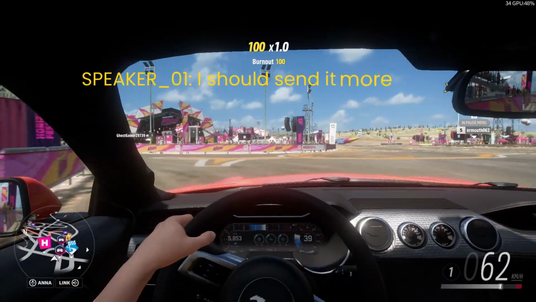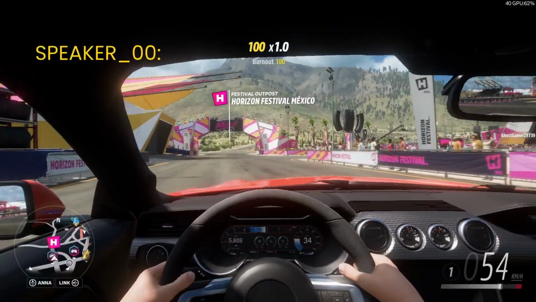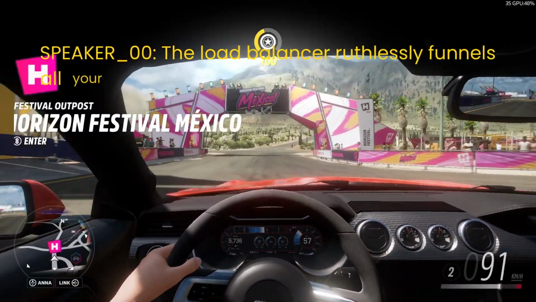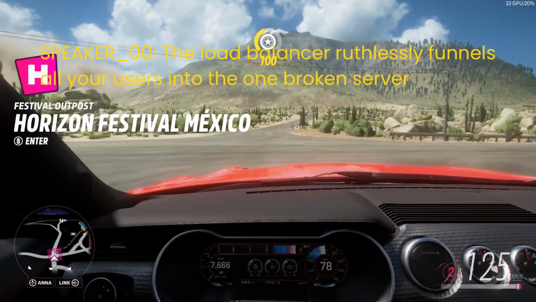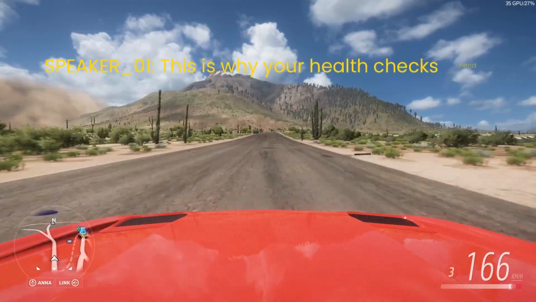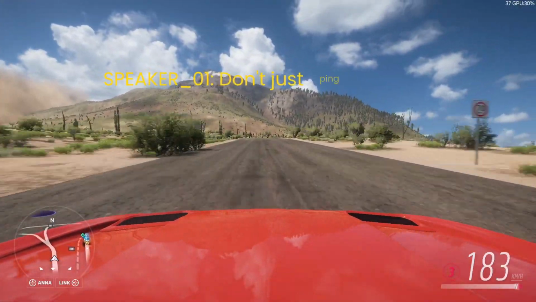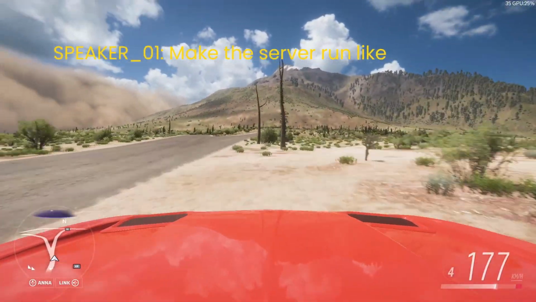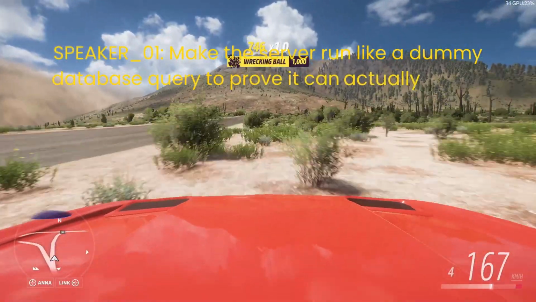I should send it more traffic. It creates a black hole. The load balancer ruthlessly funnels all your users into the one broken server because it looks like the highest performer. That's it. This is why your health checks need to be deep checks. Don't just ping the port. Make the server run like a dummy database query to prove it can actually do the work.